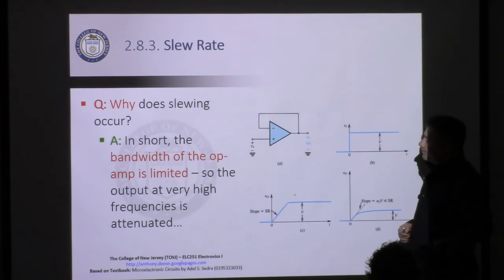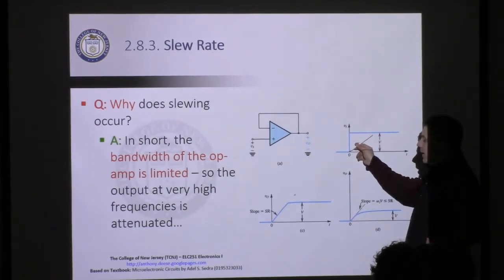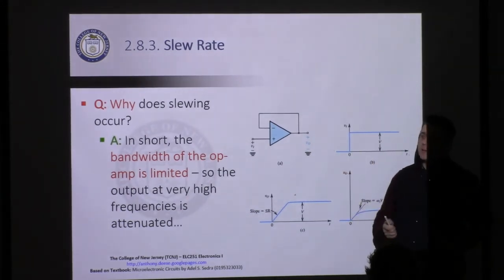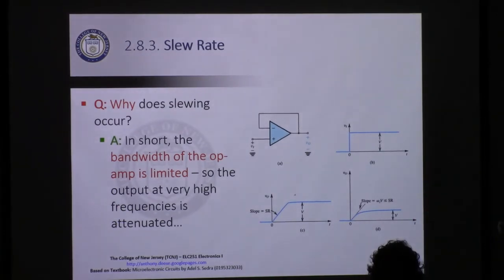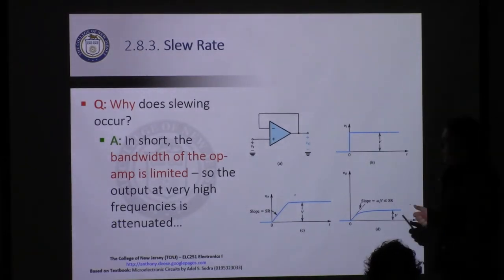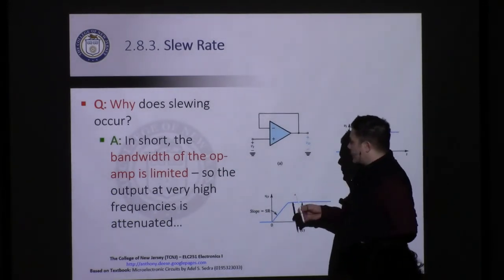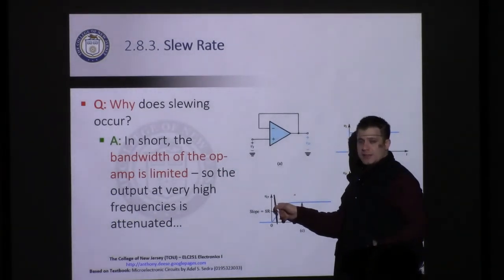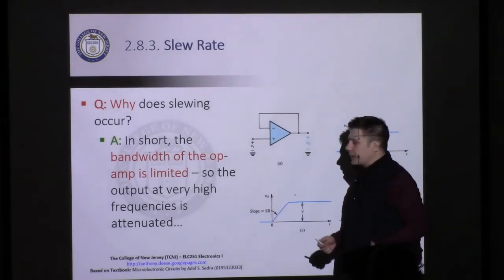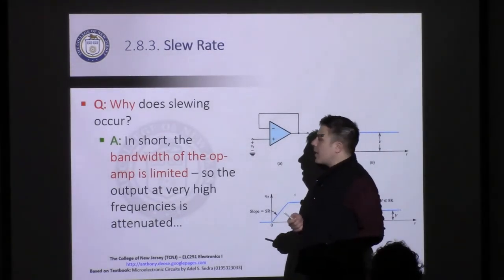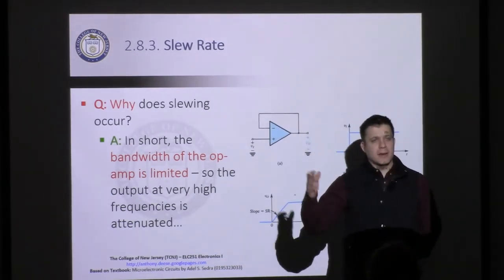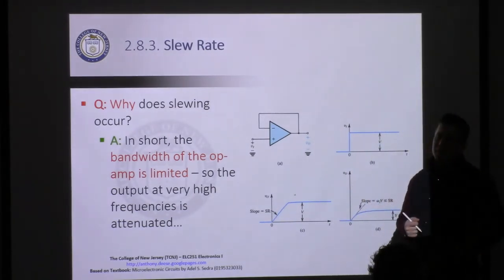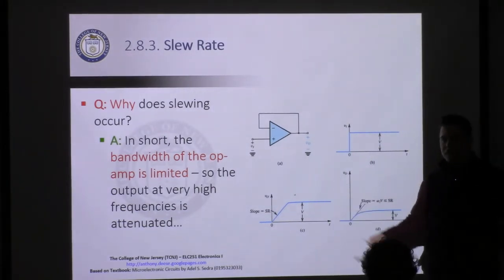And, right, so as long as your input has a slope that is less than the slew rate, you'll be fine. But when you get to higher frequency, faster changing signals, then it will be problematic. So why does slewing occur? And what does that mean, slewing? Slewing is just when the rate of change exceeds the slew rate, we begin to see this sort of dragging that goes on. So in short, the bandwidth of the op amp is limited, and so output at very high frequencies will be attenuated, and that's reflected in these figures here.